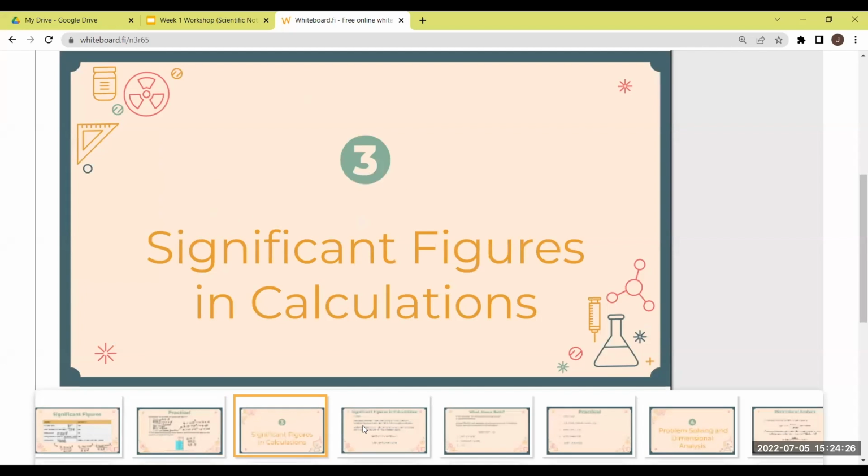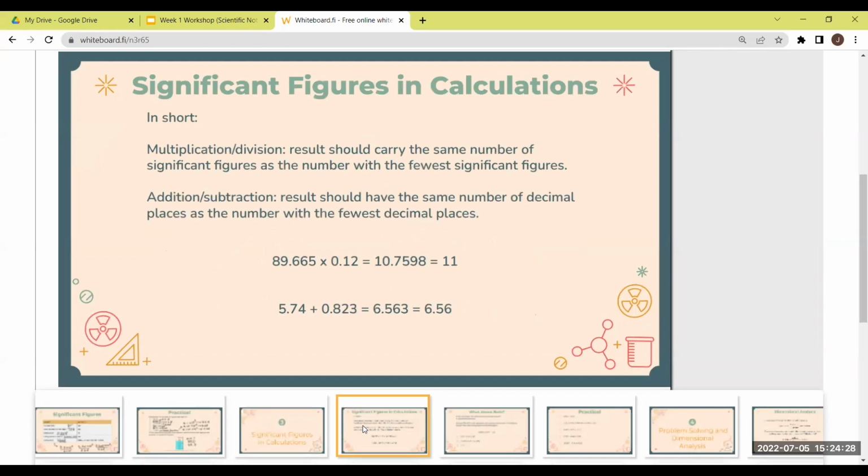Moving on, we have significant figures and using them in calculations. So in short, for multiplication and division, the result should always carry the same number of sig figs as the number with the fewest sig figs. And as for addition and subtraction, the result should have the same number of decimal places as the number with the fewest decimal places.